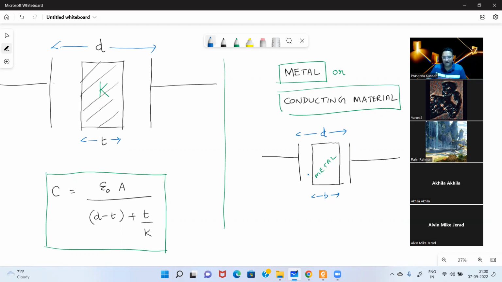So only the remaining part of the capacitor, how much is the remaining portion? D minus B. Only that portion is going to contribute to the capacitance. Therefore, the formula becomes very simple: epsilon naught A divided by simply D minus B. That's all. This is the fourth case. Is it clear?